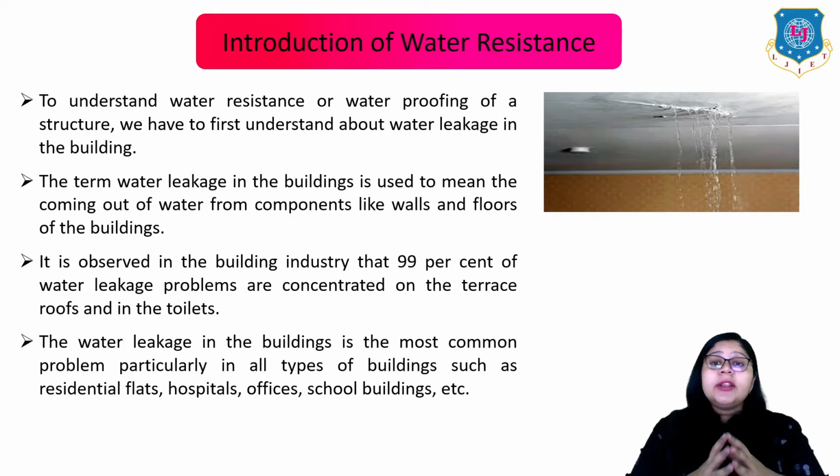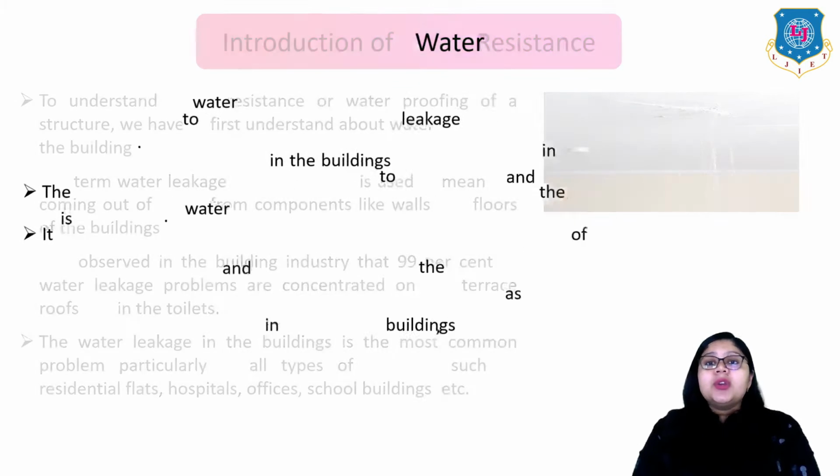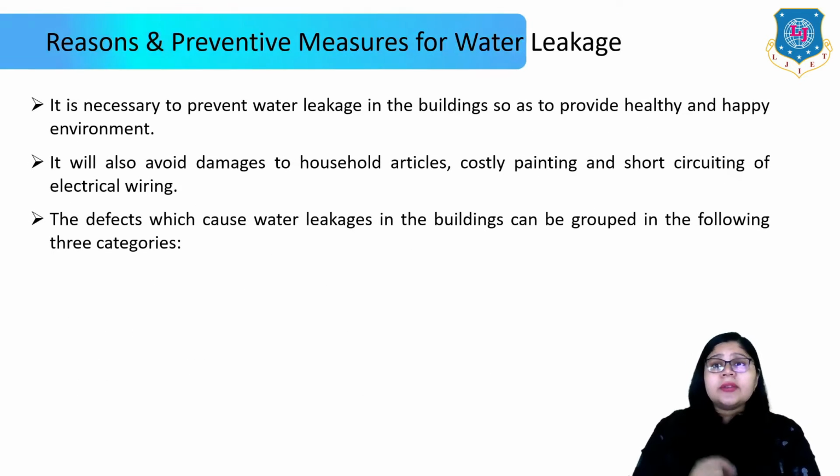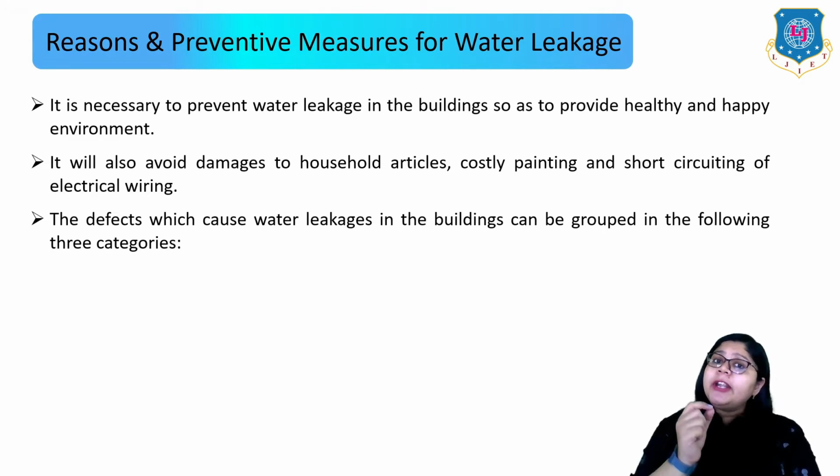It is observed in the building industry that 99% of the water leakage problems are concentrated on the terrace roof and in the toilets, right? The water leakage in the building is the most common problem, particularly in all types of buildings such as the residential flats, hospitals, offices, school buildings, etc. So, let us find the reasons and preventive measures for this water leakage first.